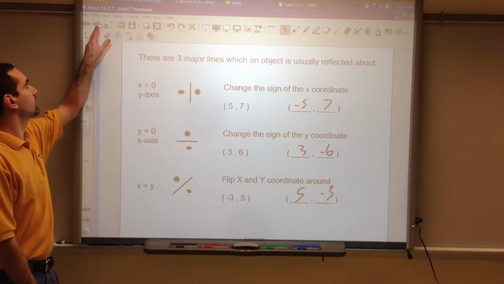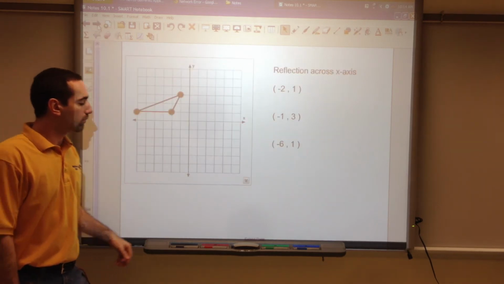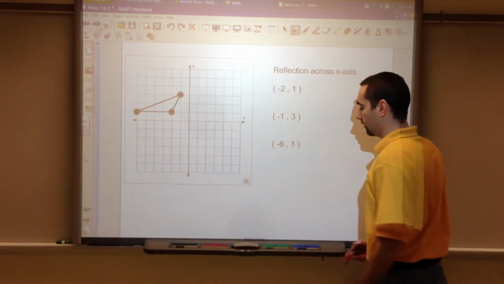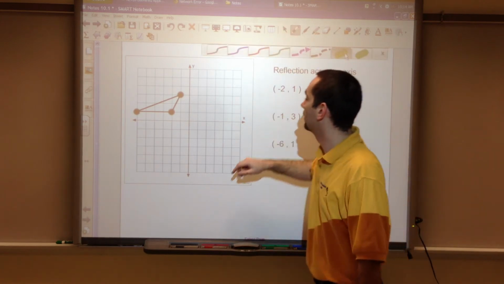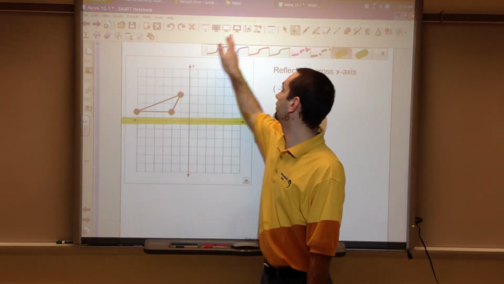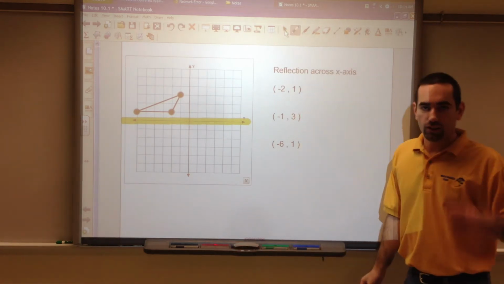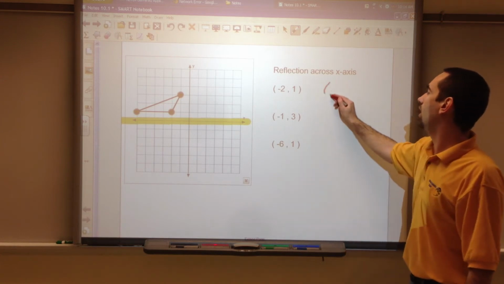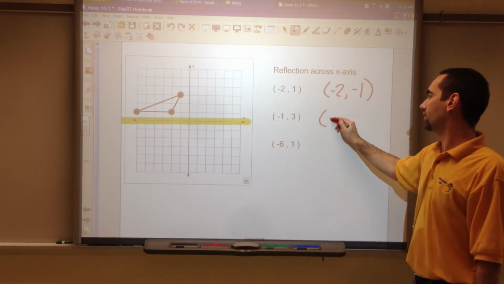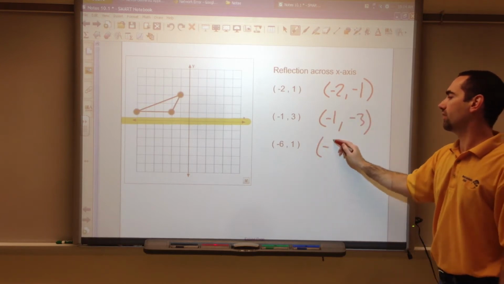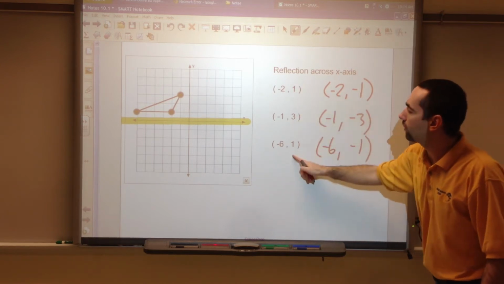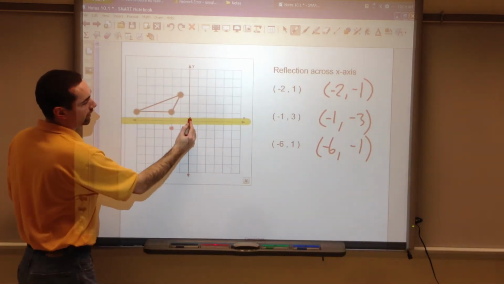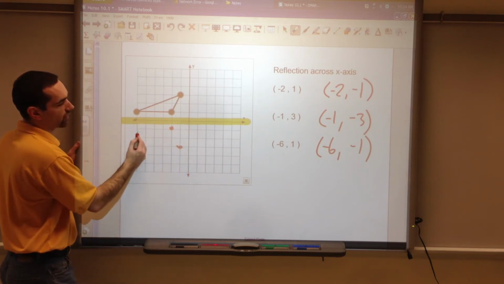Let's look at examples of these. So, the reflection across the x-axis. What did I say I did? Well, first off, the x-axis is right here. You think x, you think, oh, x coordinates change. No, you want to think the y coordinates change. The y coordinates flip signs. So notice all my y's, their signs changed. Negative 2, negative 1. Negative 1, negative 3, negative 6, negative 1.